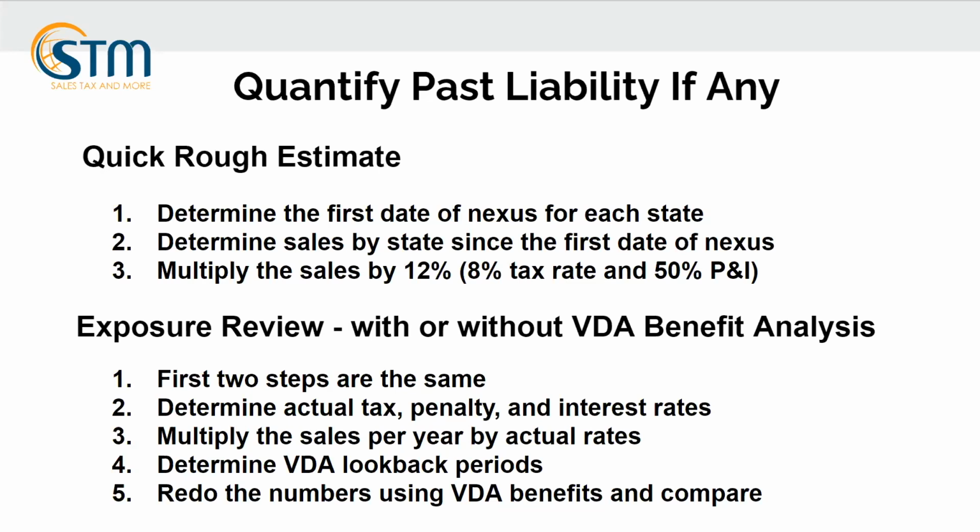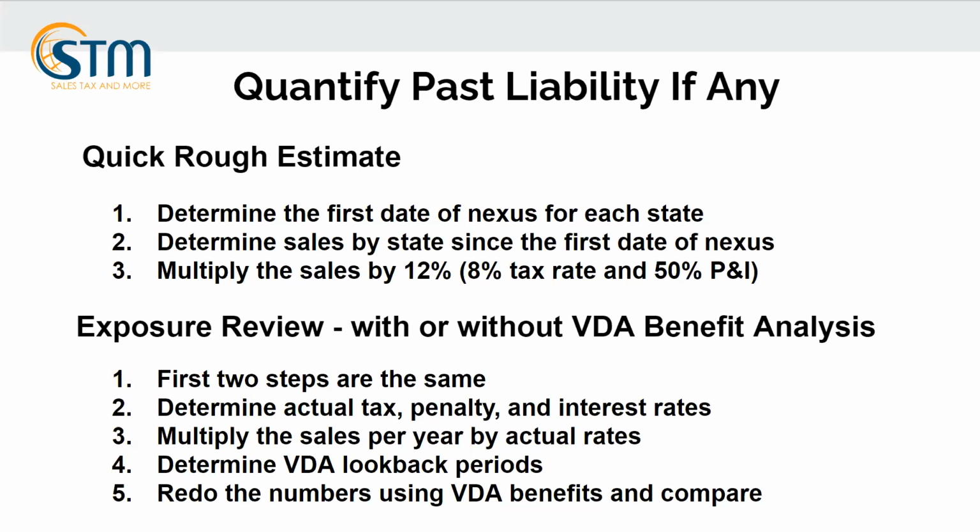The second thing, if you want to be more accurate, and we're doing more and more of these right now, is to do an exposure analysis, and that can be with or without the VDA cost benefit analysis. Most of the time it's all combined together. The first two steps are going to be exactly the same. You have to determine the first date of nexus, determine the sales by state since that first date of nexus. But then you're going to try to determine the actual tax and penalty.